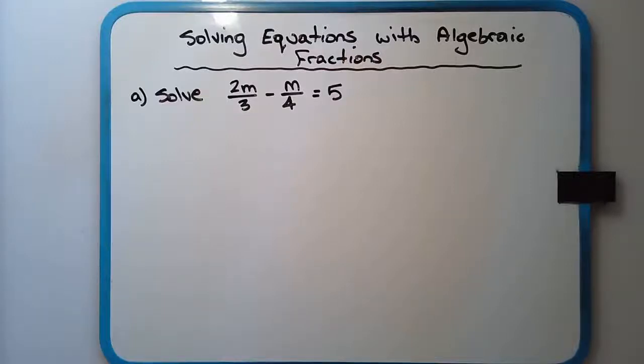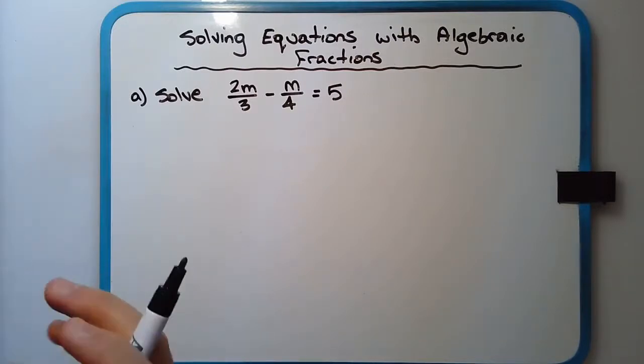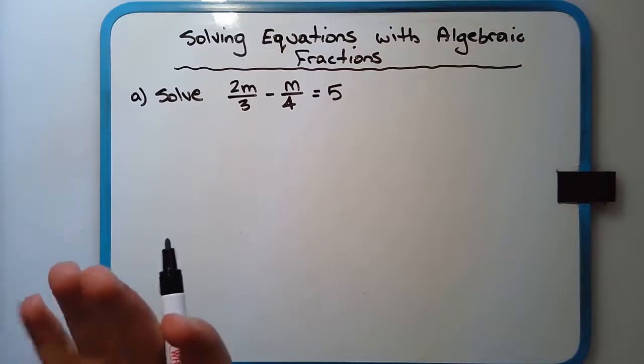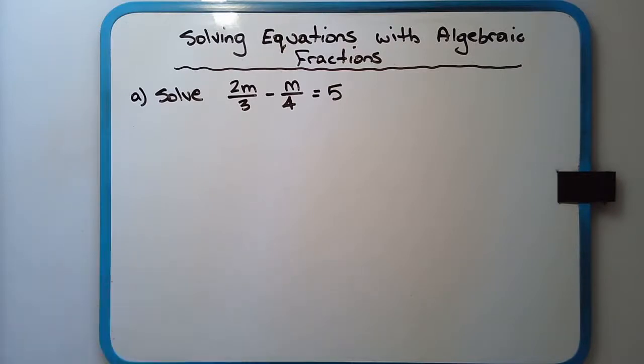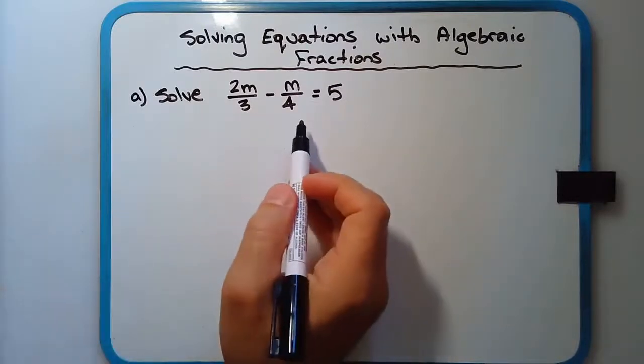Let's have a look at solving equations now that involve algebraic fractions. First rule, the golden rule. Anytime we are comparing fractions, adding fractions, subtracting fractions, solving equations that involve fractions, the denominators must be identical.